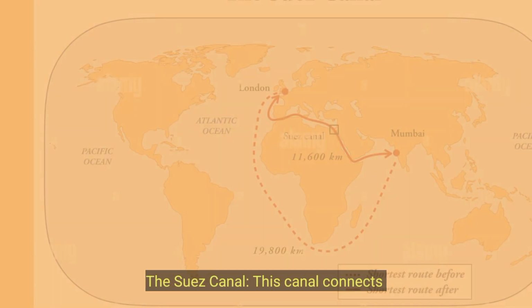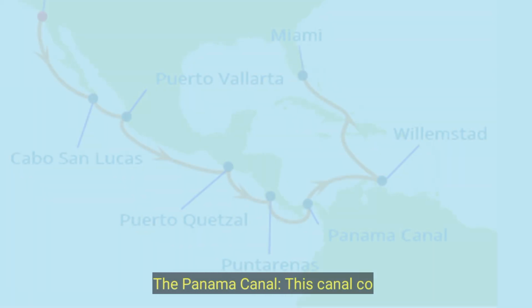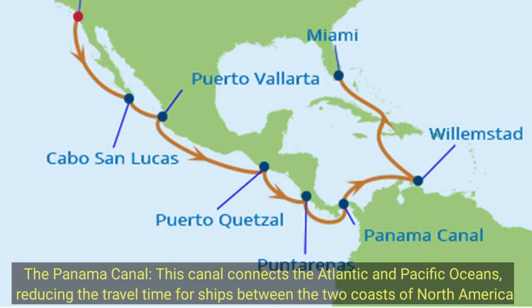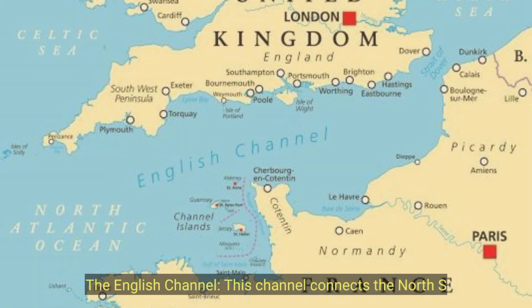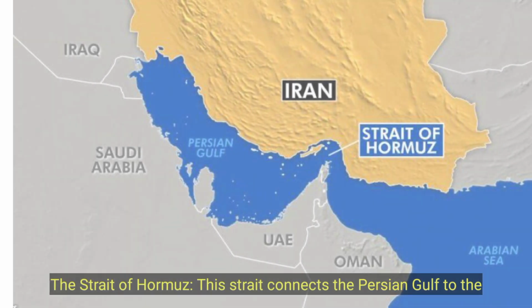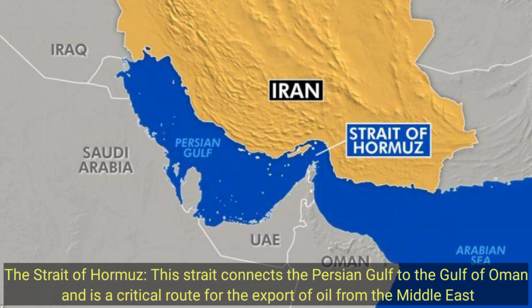The Suez Canal. This canal connects the Mediterranean Sea to the Red Sea, shortening the distance between Europe and Asia. The Panama Canal. This canal connects the Atlantic and Pacific Oceans, reducing the travel time for ships between the two coasts of North America. The English Channel. This channel connects the North Sea to the Atlantic Ocean and is one of the busiest shipping lanes in Europe. The Strait of Hormuz. This strait connects the Persian Gulf to the Gulf of Oman and is a critical route for the export of oil from the Middle East.